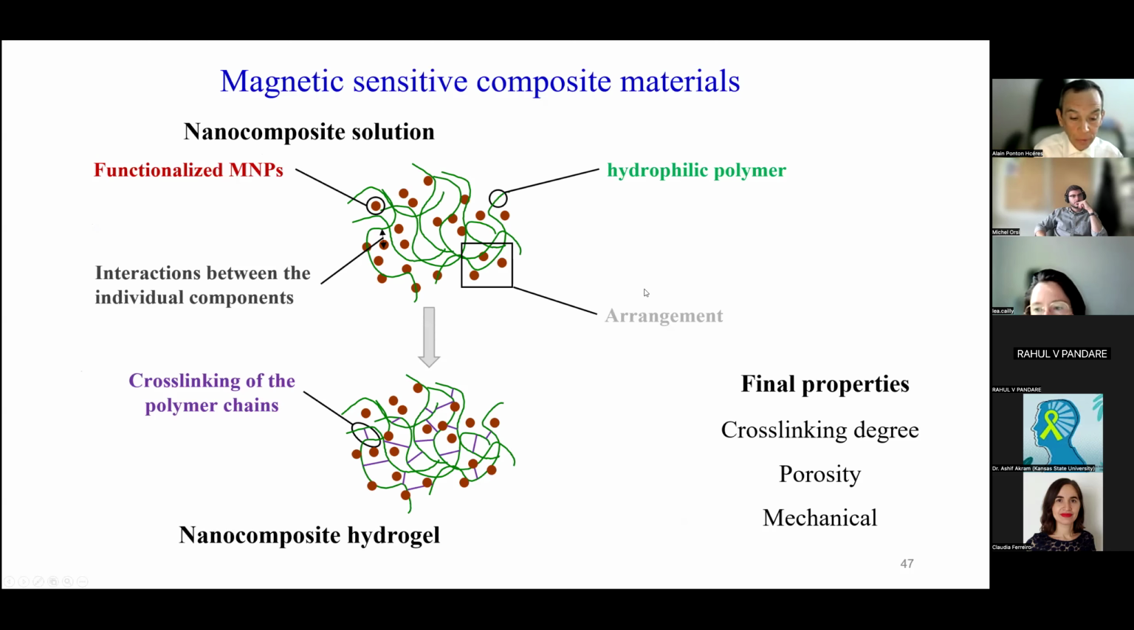So in this case, you have a polymer matrix in which you introduce magnetic nanoparticles. So the polymer matrix could be just a solution or could be a gel. And I will show you some results in both cases.